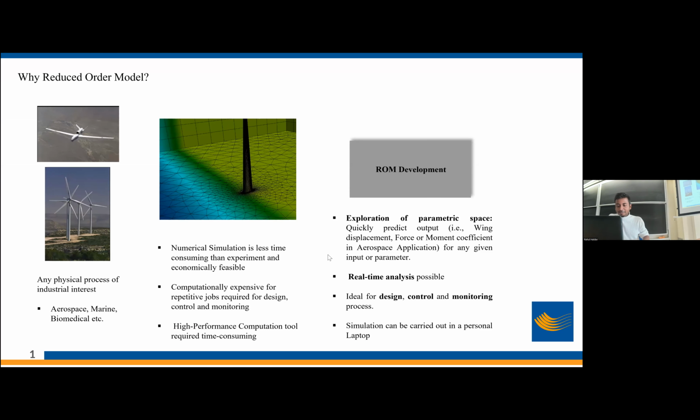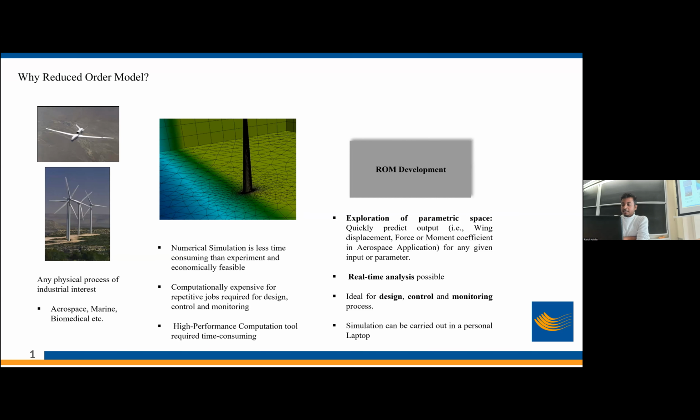Very basics. Of course, all of our group members know the context of it. But for general purposes, if we have any physical process of industrial interest, like aerospace, marine, biomedical, nowadays we carry out numerical simulation, which is less time consuming than experiment and economically feasible. But the main computational expenditure happens when there are repetitive jobs involved, like in design, control, monitoring, etc. And those high performance computational tools are also very time consuming if the complexity of the numerical simulation becomes very high. That's where the relevance of ROM development comes.